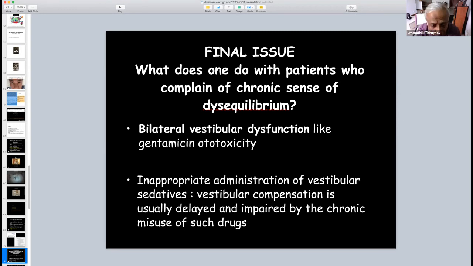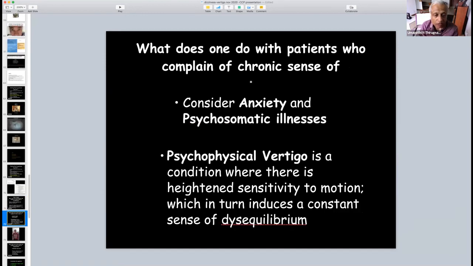When you give too much of it, the vestibular systems get so suppressed that they're not functioning anymore. So they develop chronic vestibular toxicity. Many patients with migraine, many patients with anxiety neurosis are wrongly given large amounts of vestibular sedatives for long periods of time and end up with no vestibular system, and therefore they get into a lot of problems.